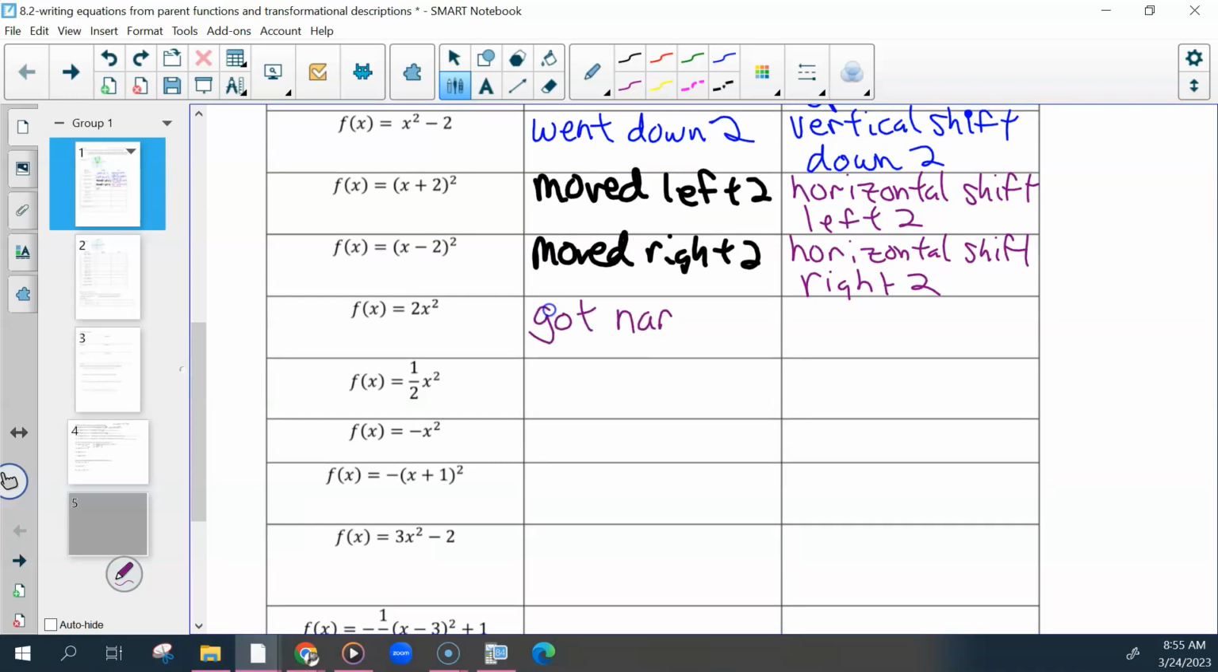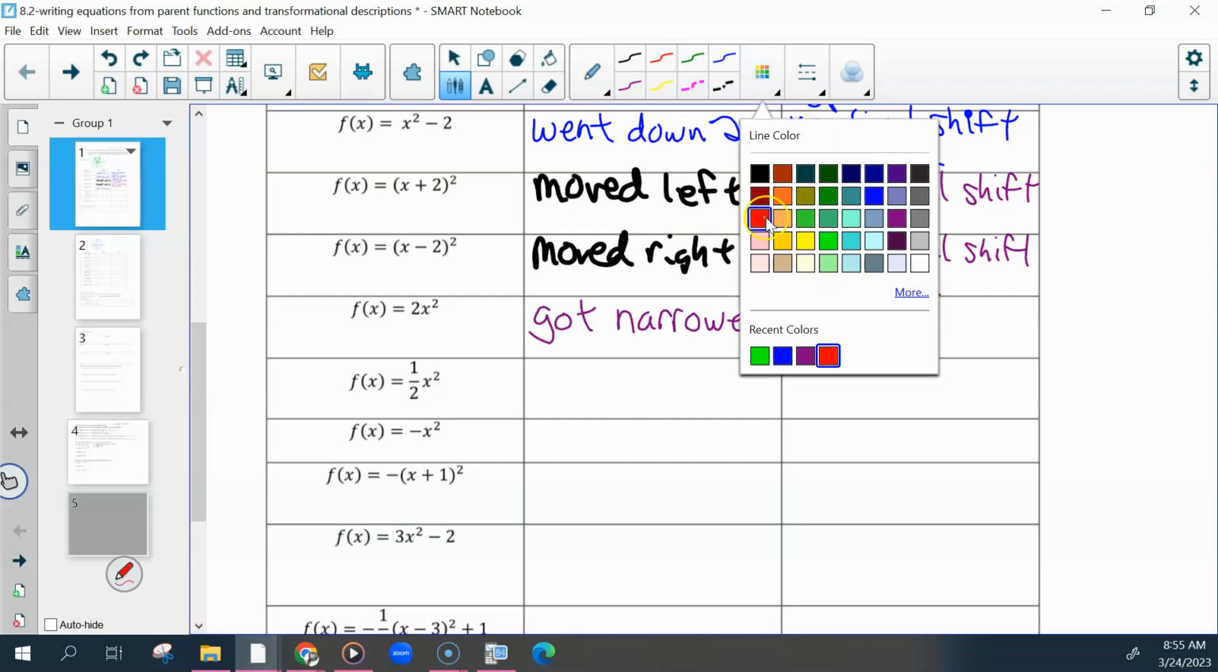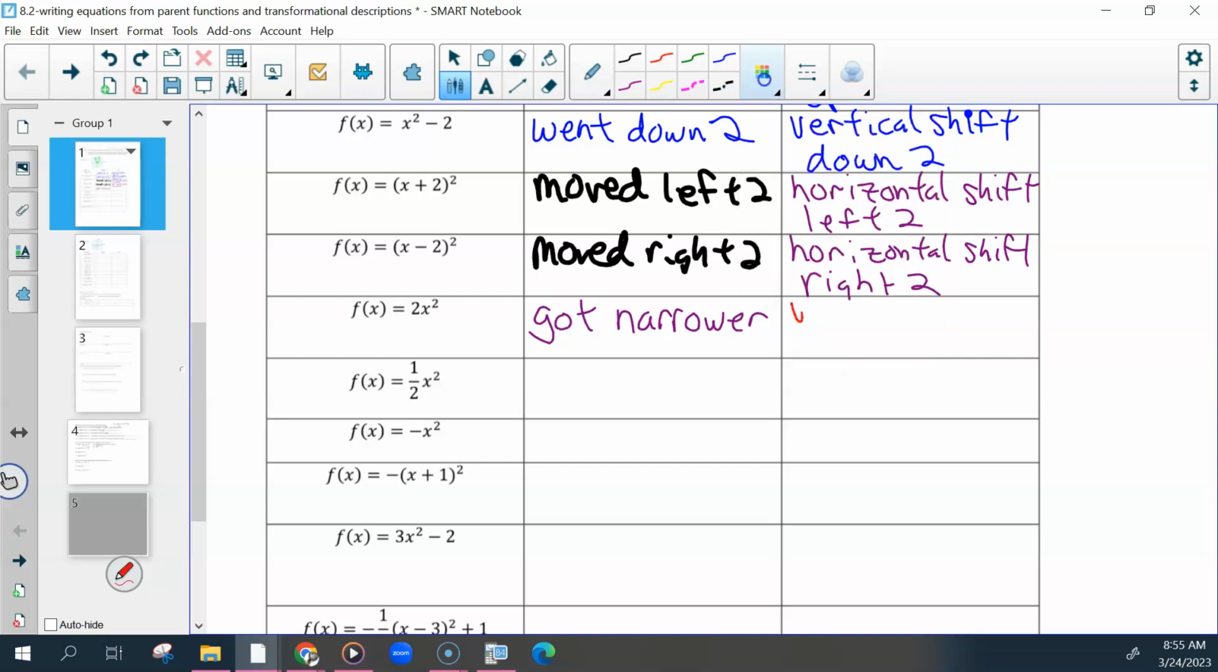We say it got narrower. That is called a stretch. Think about it like it's stretching towards your y-axis, so it's getting skinnier. We would say that's a vertical stretch by 2 or by a factor of 2, either or.